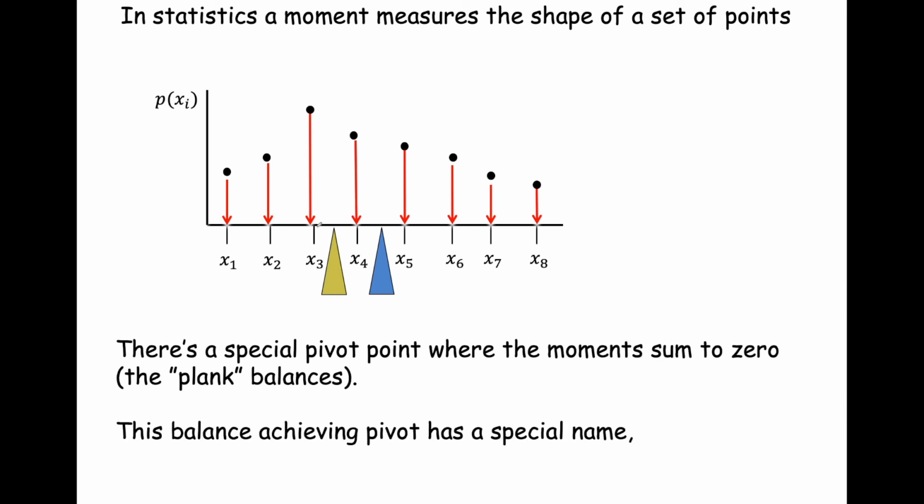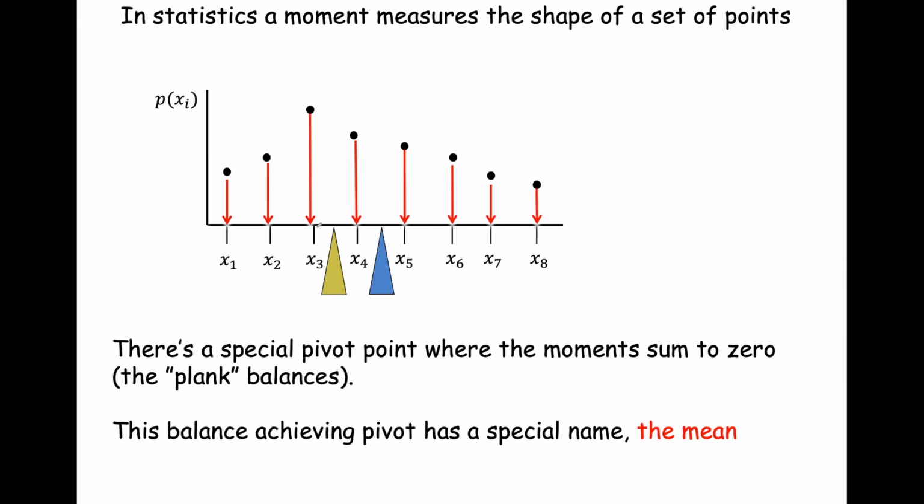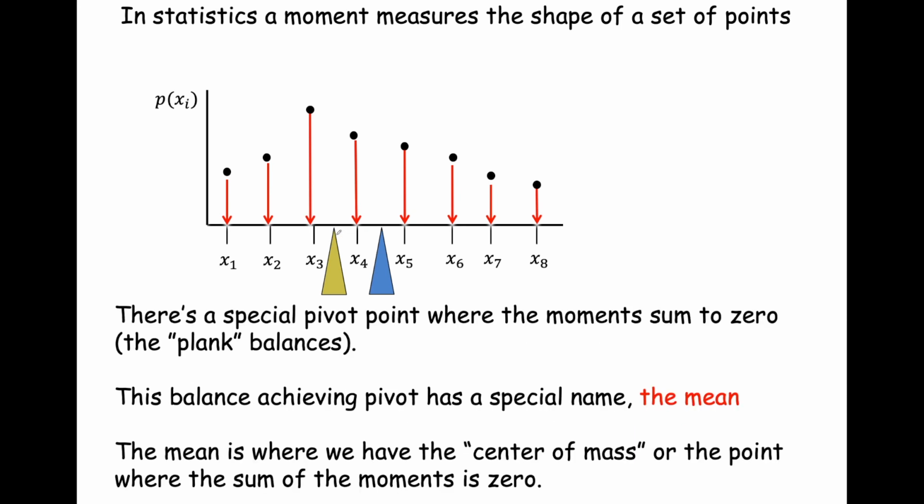Now, this balance achieving pivot point has a name. That's the mean. And so sometimes the mean, mu, is called the center of mass because it's the center of where you get this balance, where all the masses, the sum of the moments equals zero, center of mass for your system. And so the mean is where you have center of mass, or the point where the sum of the moments is equal to zero, because these forces want to pull in one direction or in the other direction.